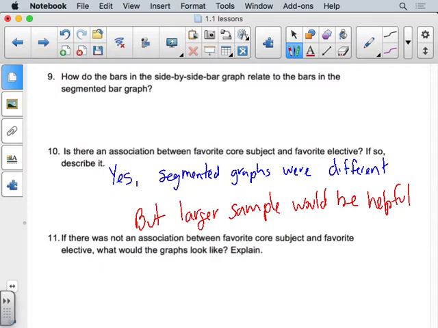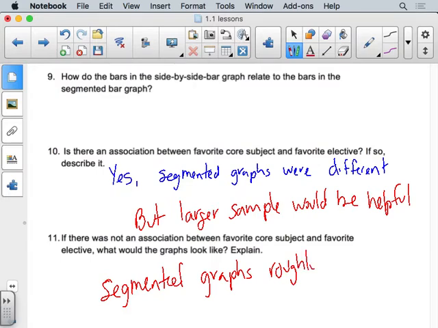All right. If there was not an association between them, what would the graphs look like? If there was not, the graphs would be the exact same. Okay, so if there was not an association, the segmented graphs, maybe I'm not going to say the same, I'm going to say roughly the same, because it's really hard to get the exact same numbers, so let's go for roughly. We don't want to restrict ourselves too much, so I'm just going to say roughly.